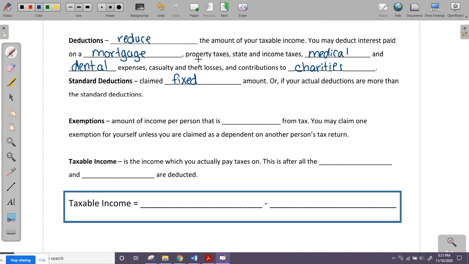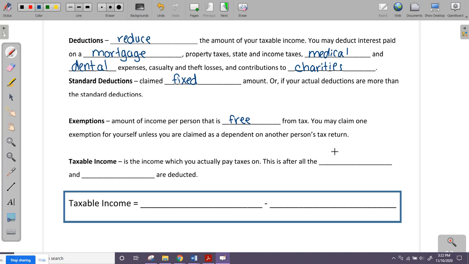Exemptions. An exemption is the amount of income per person that is free from tax. You may claim one exemption for yourself unless you are claimed as a dependent on another person's tax return. So if your parents claim you, then you cannot claim yourself. They take that exemption.